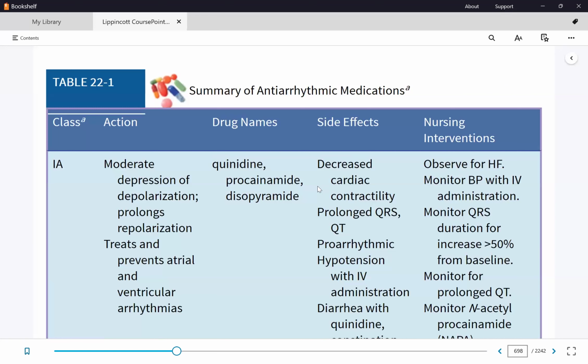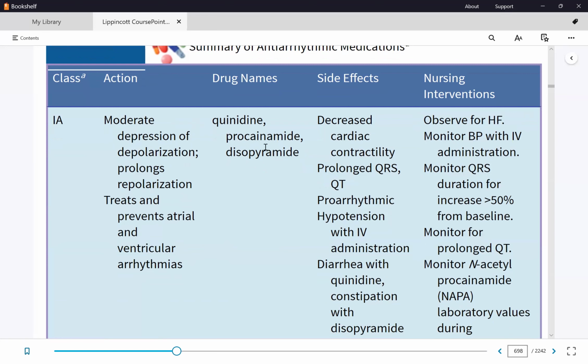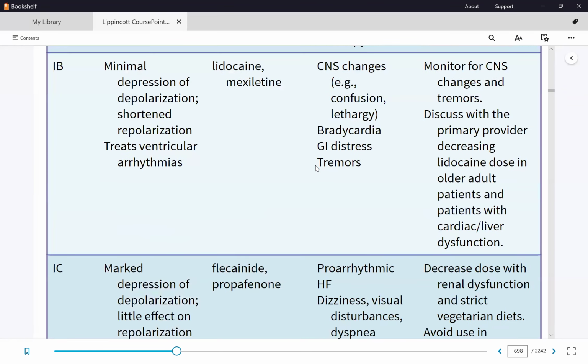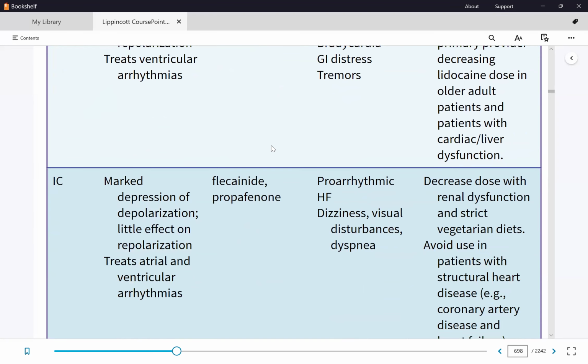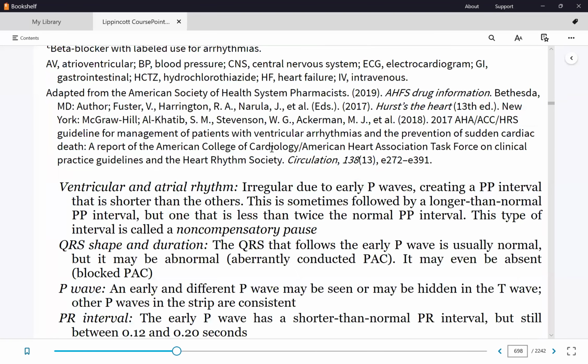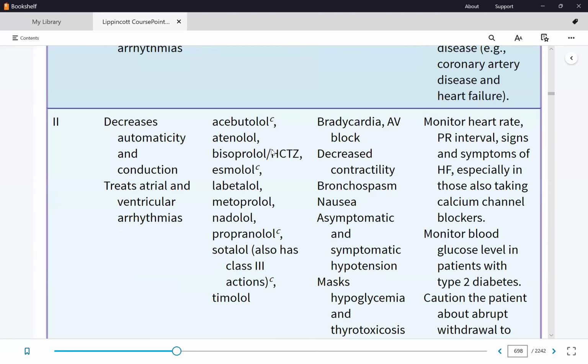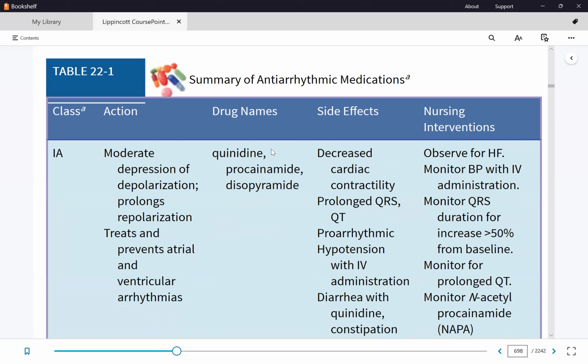The brand names differ, but the generics are similar. For instance, with the 1A class, what do they all end in? Okay, procainamide, disopyramide. They're similar sounding names. Next row, 1B, lidocaine. 1C, flecainide, propafenone, and so forth. How many rows do we have? Only 6 rows, so that's basically 6 classes. They share the same drug class, therefore the same side effects and the same nursing responsibilities.